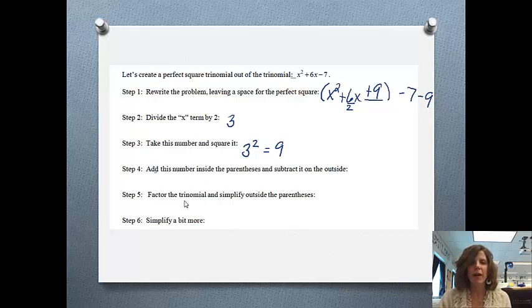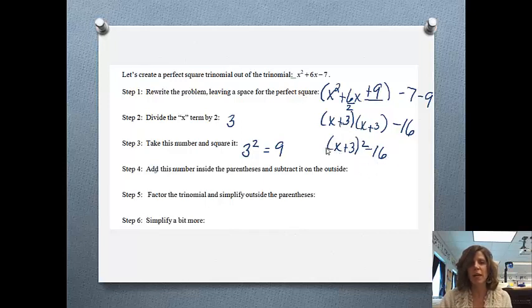Step 5 says to factor the trinomial and simplify outside of the parentheses. So if I factor this trinomial, x squared plus 6x plus 9 actually factors as x plus 3 times x plus 3 if I went through the work and did that. And then on the outside, minus 7 minus 9 would give me negative 16. Okay, the fancy way of writing this again would be x plus 3 squared minus 16. I now have a perfect square trinomial. So that's the whole process.